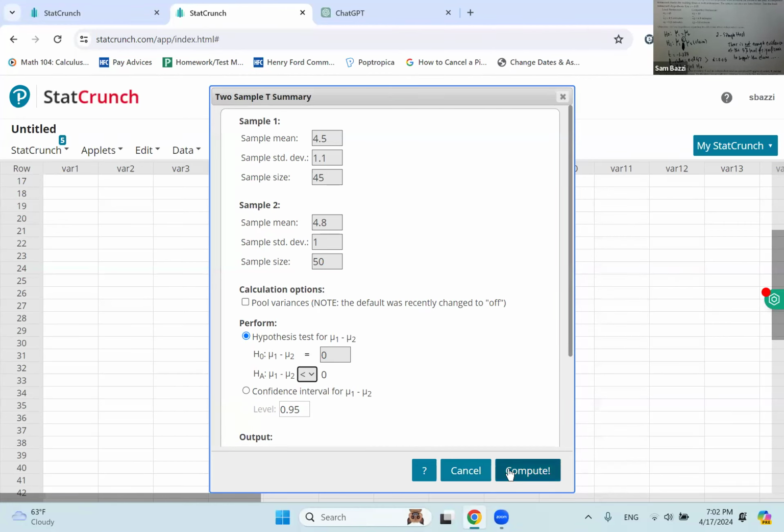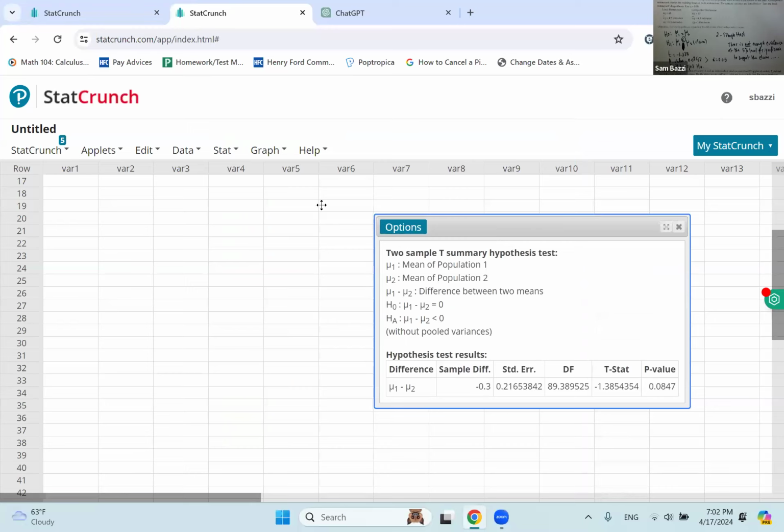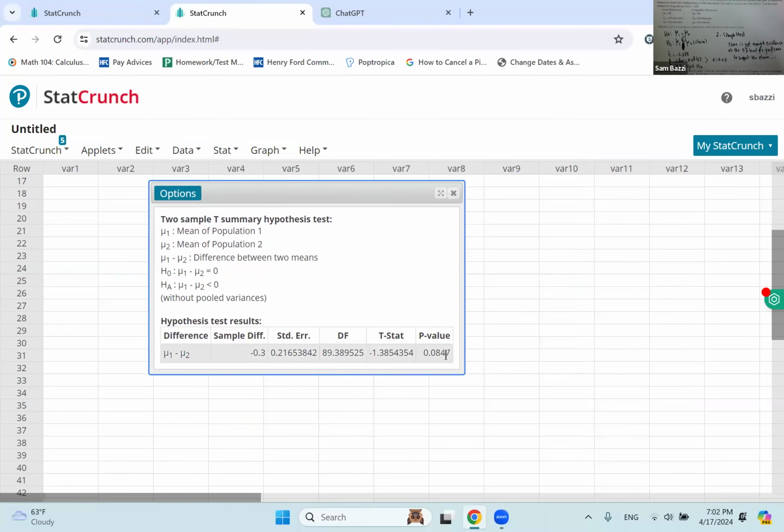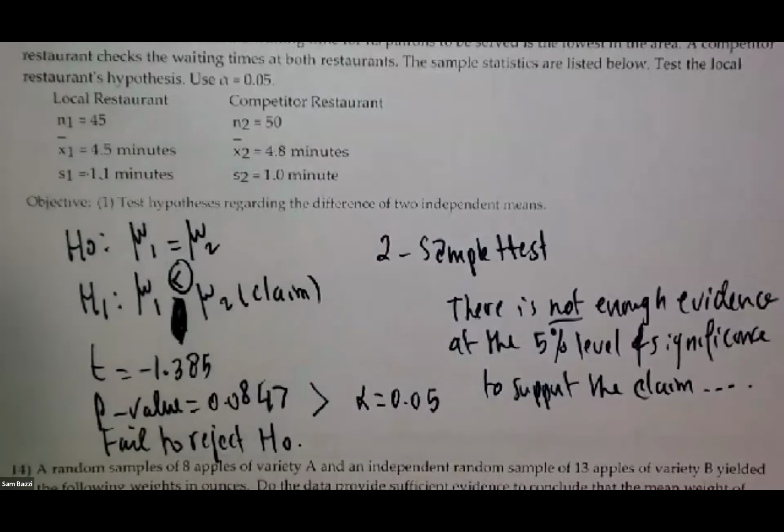And hit compute, guys. And let me show you. There you go. That's what I got. Next.